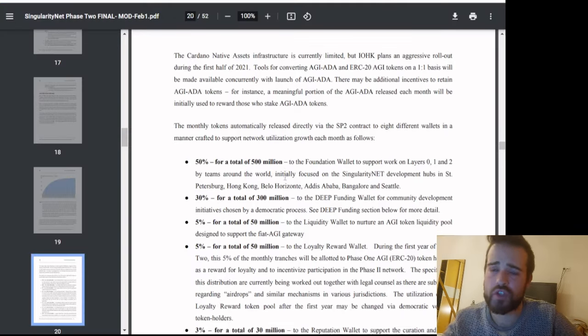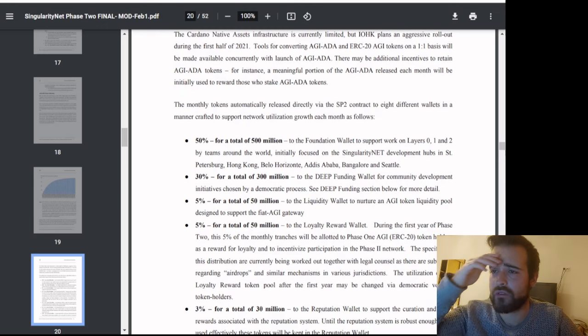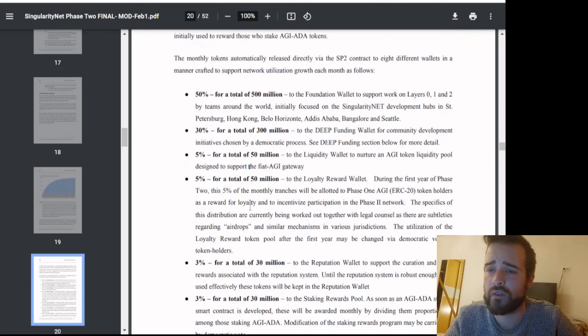One important thing to see as well is the allocation of the monthly tokens. Okay, 50% of these tokens, 500 million, will go to the foundation wallet, to support the foundation building all this project and to support the projects in the ecosystem. They will in fact be divided among several of their development hubs. Besides that, 30%, as we saw before, goes to the deep funding wallet for the community.